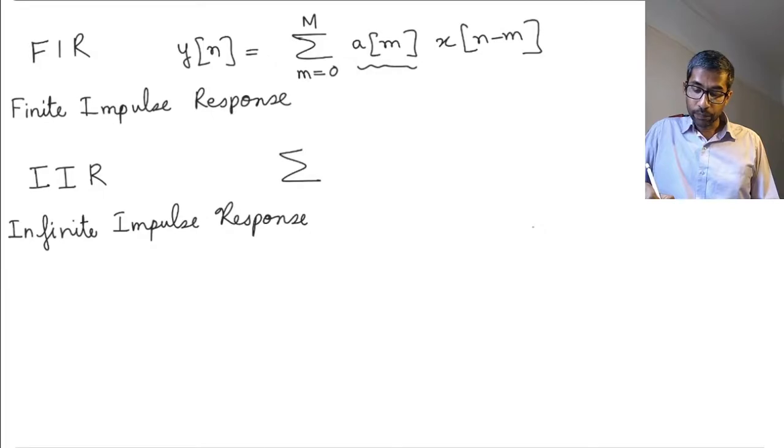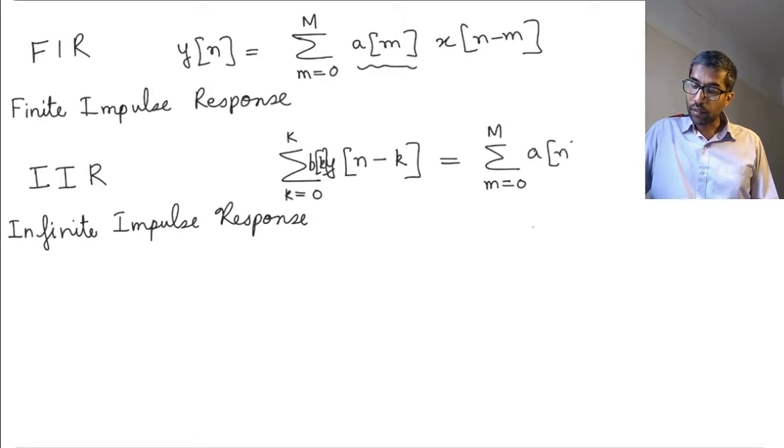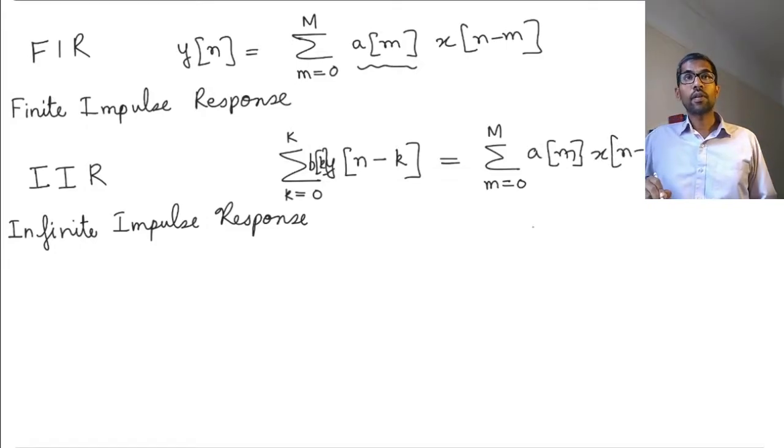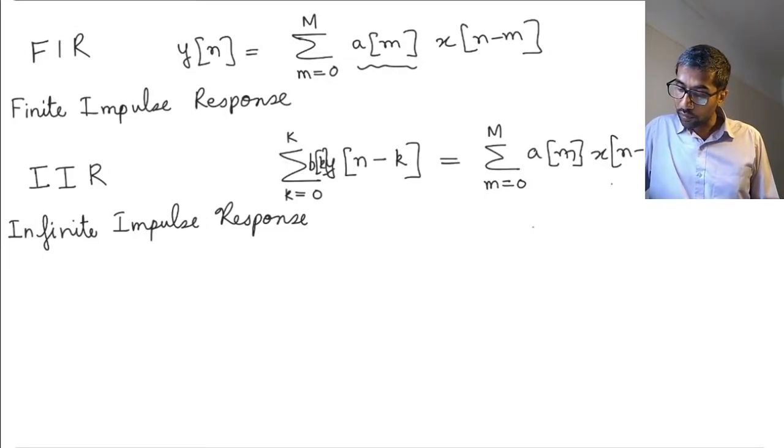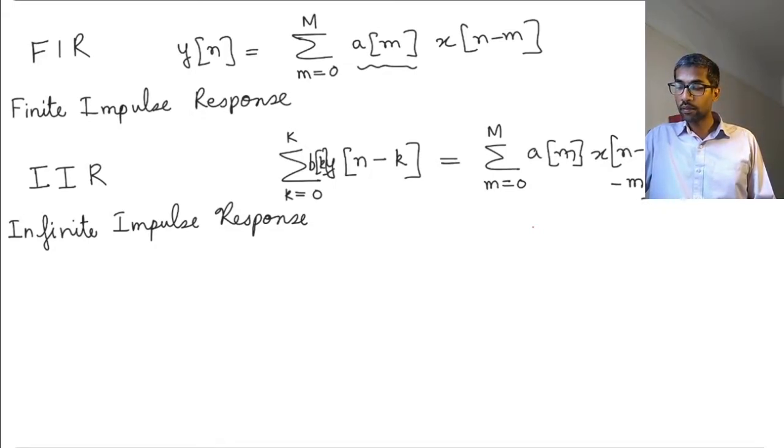It will be, let's say, the summation of k equal to 0 to K, b_k y of n minus k equal to, well, we could have some weights as well, the summation of m equal to 0 to M a_m x of n minus m. Okay, this kind of a filter, well, I think I have occluded what I've written here, so I wanted to write n minus m here. Okay.